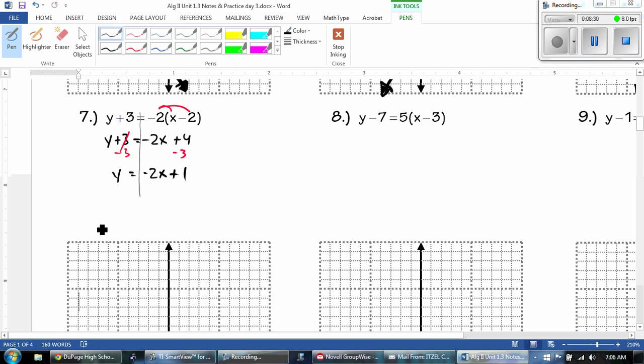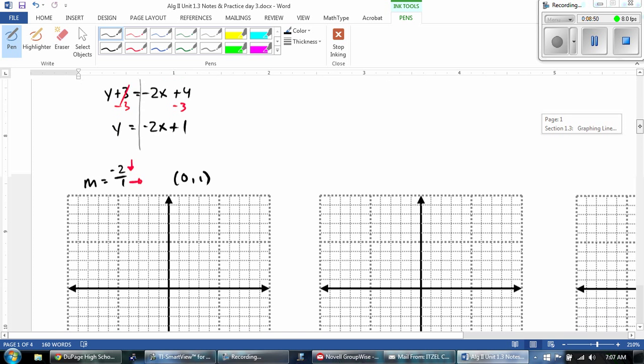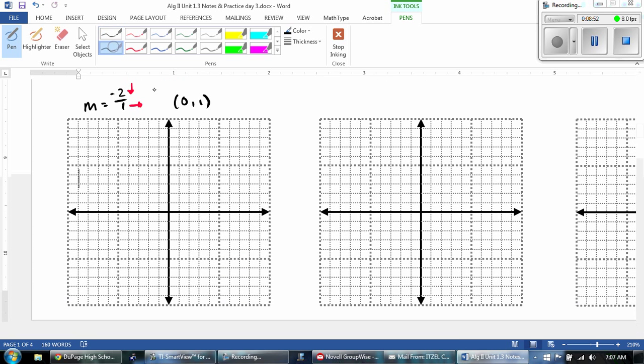Okay, and I got y equals -2x plus 1, which means my slope is -2 over 1, going down 2 to the right 1, and then our y-intercept, where we begin, is the point (0, 1). So it's (0, 1) we start. We go down 2, over 1, down 2, over 1, down 2, over 1. And I'm going to do that in both directions.